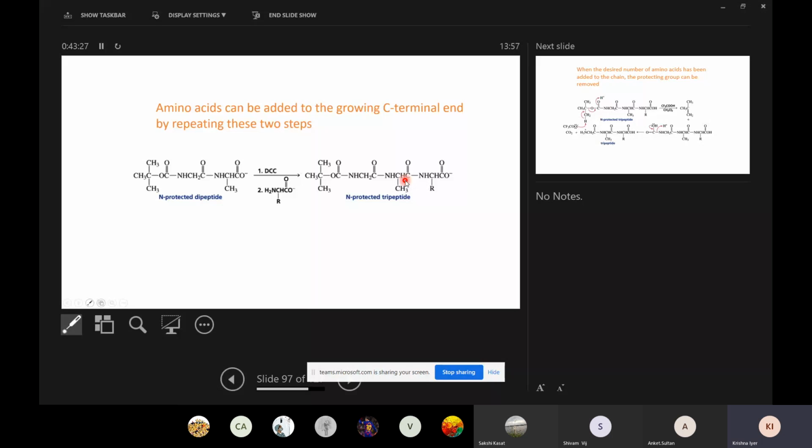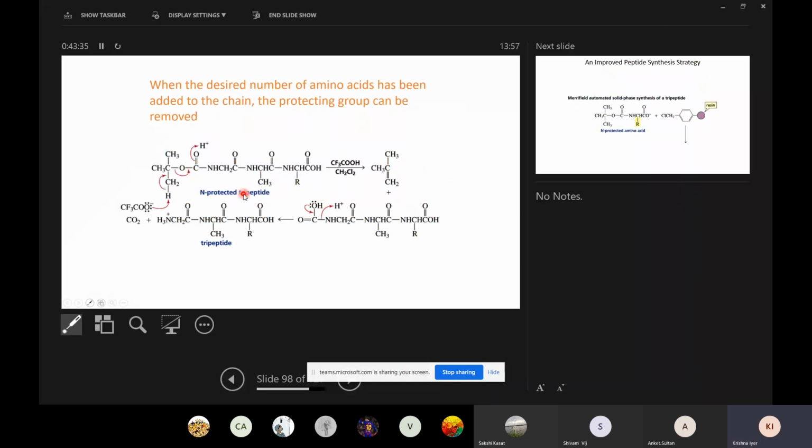Okay, and when the desired number of amino acids are added very systematically, then in the last step, all you have to do is treat the final peptide with trifluoroacetic acid and methylene chloride. What that does is it removes the protecting group here to give you the final peptide, which is the one that you want. Okay, so this is what is called laboratory peptide synthesis. However, this way of making peptides is nice, but it's now rarely done.